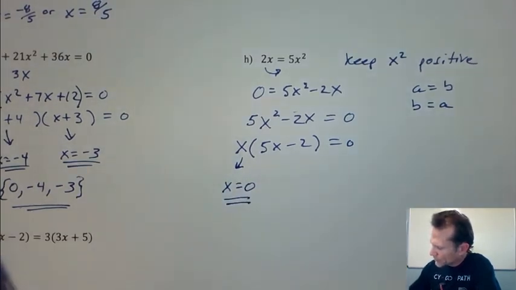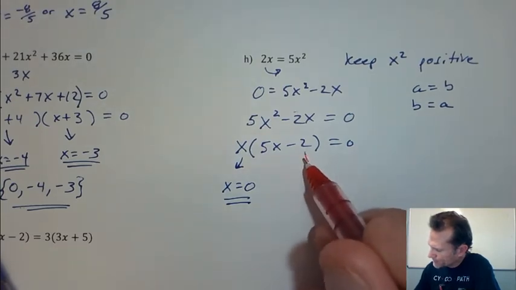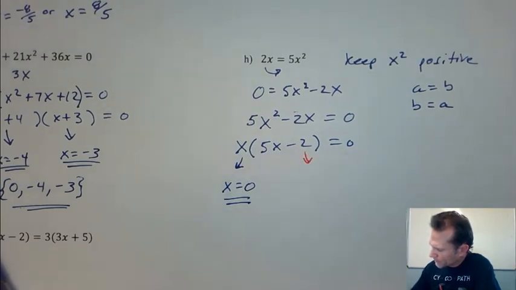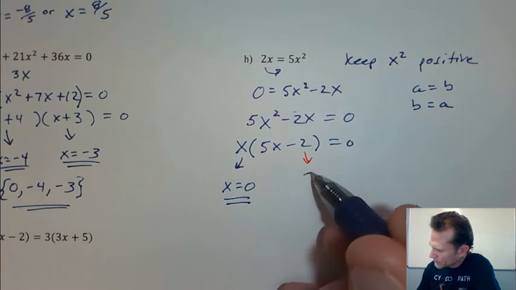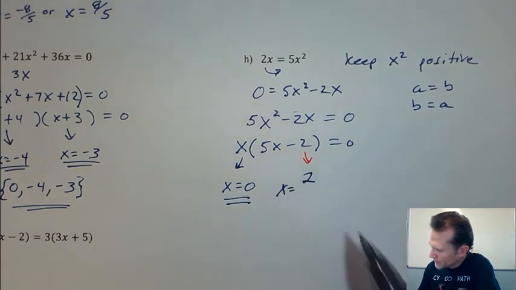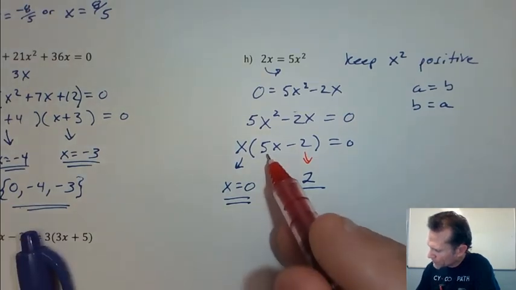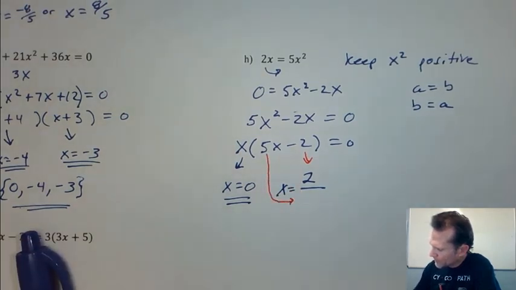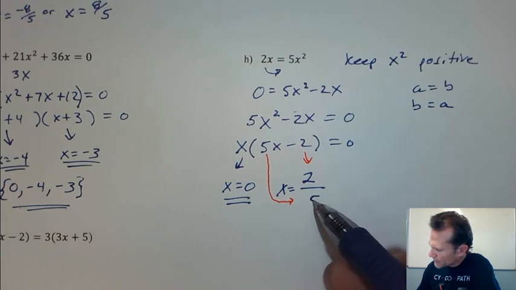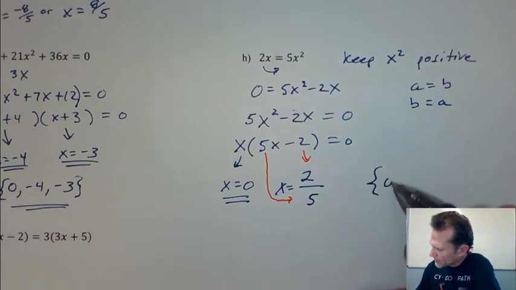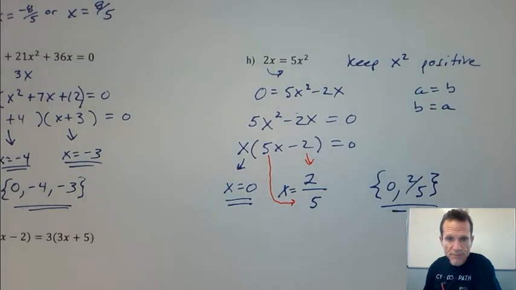And then using the shortcut technique on this one, I'm going to bring this off and change the sign. Remember, change the sign. And then I put it over the coefficient of the x term. And you can see my two answers now. If I write them in a solution set, 0, 2/5. Okay.